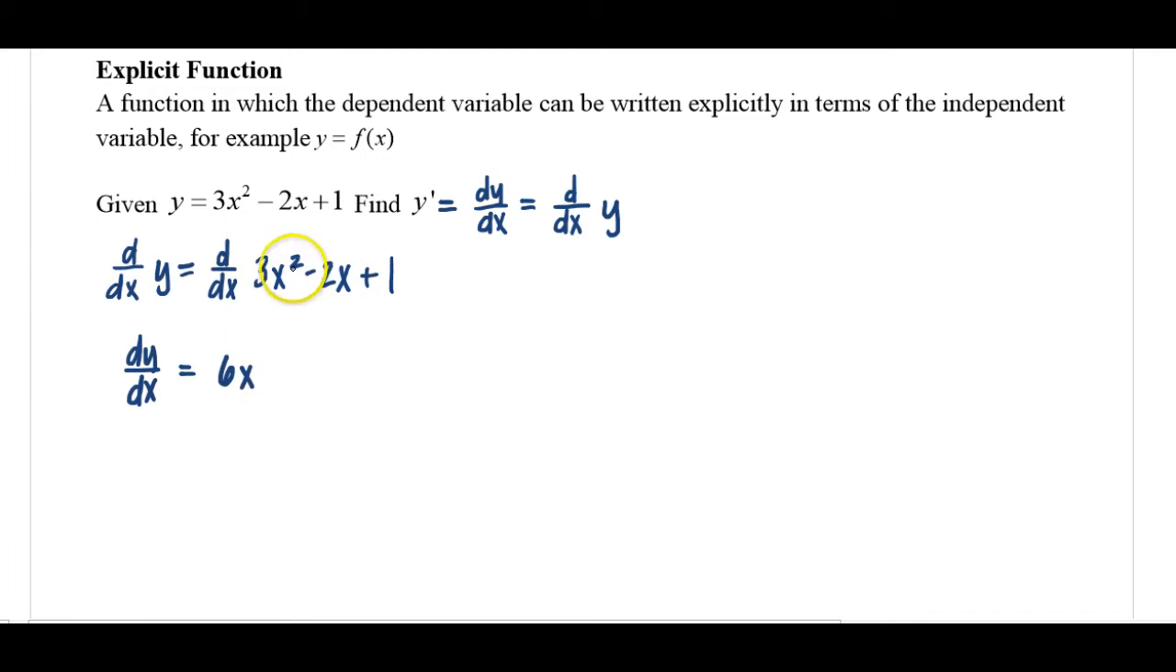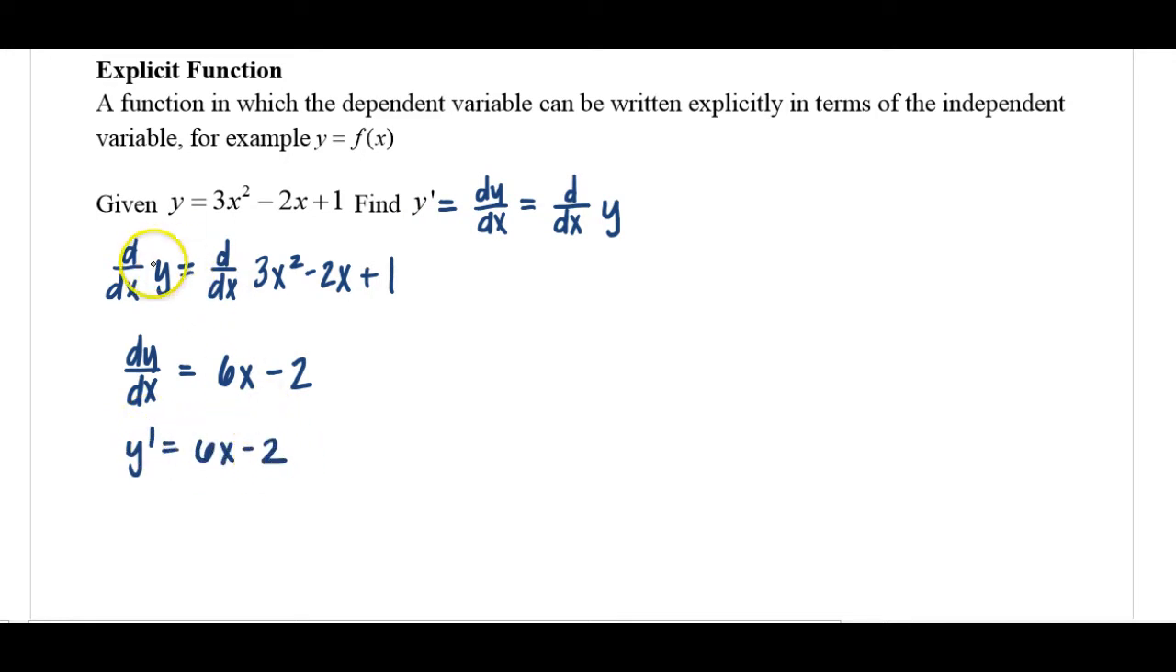So 6x, right, bring the power to the front, and then reduce the power by 1. Then 2x just becomes 2, and then my constant 1 becomes 0. So now dy dx equals 6x minus 2. And again, dy dx was y prime. So y prime is 6x minus 2.